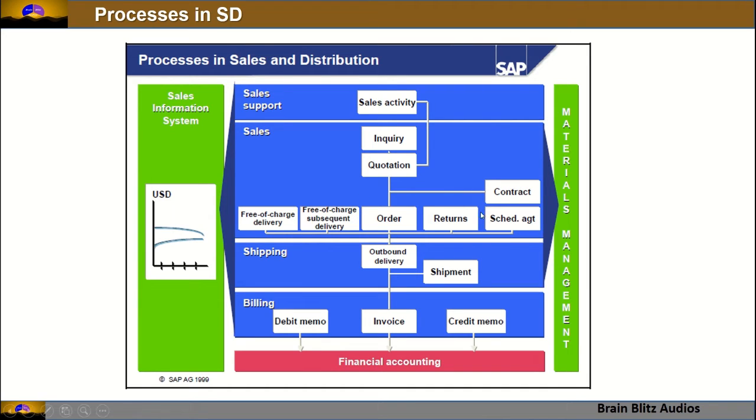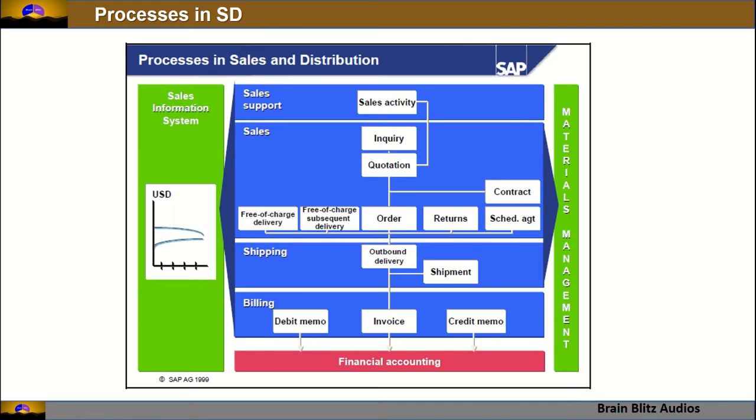Then on the right hand side, you can see returns and scheduling agreement. Scheduling agreement is also similar to a contract, but here you deliver the quantities based on certain agreements. That is also another way of creating an order.